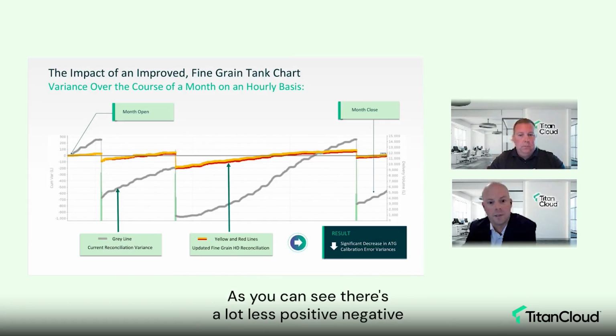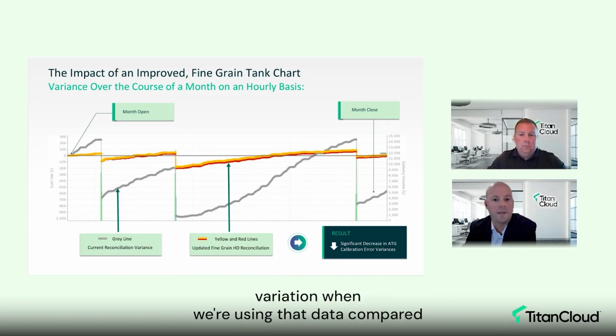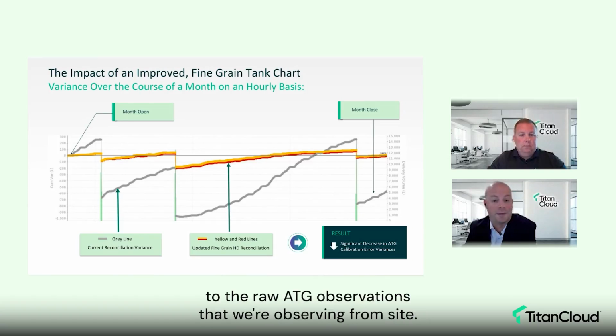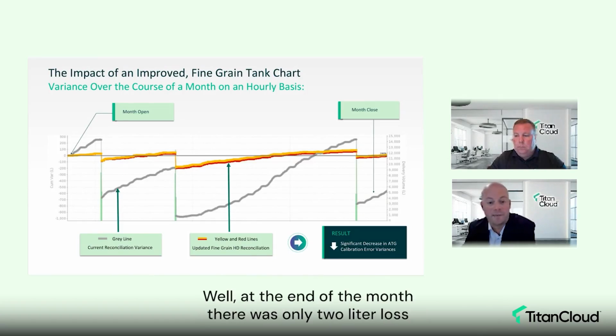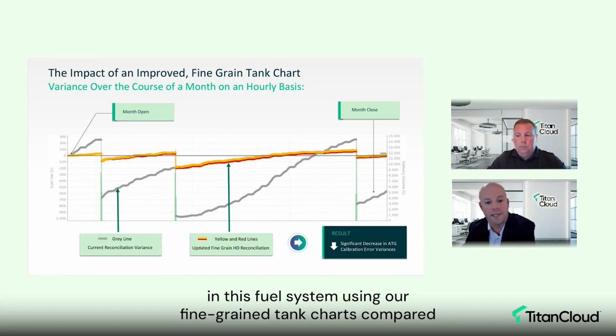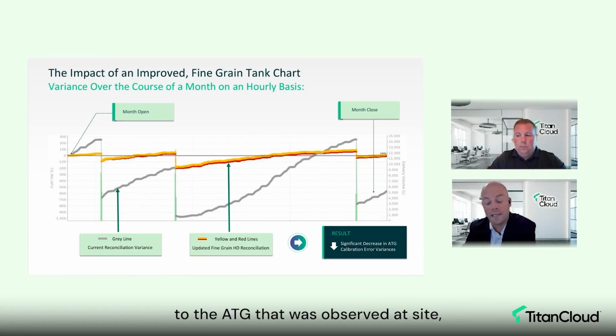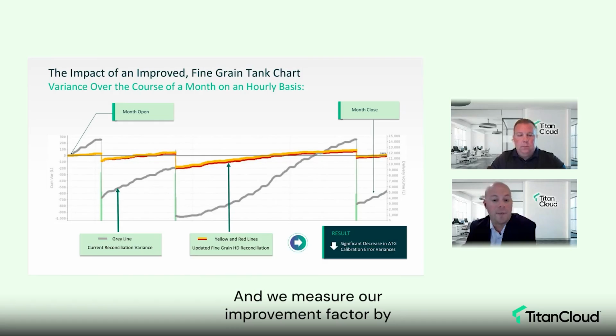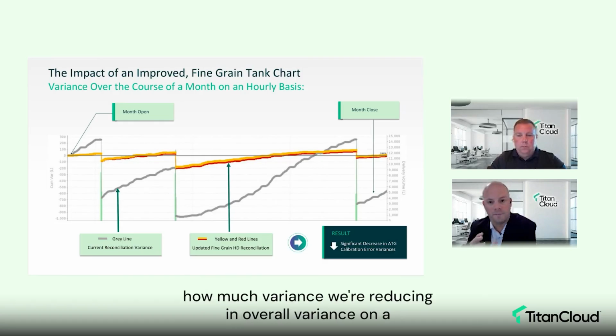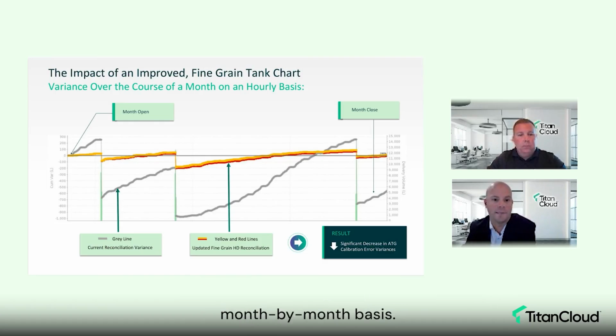And as you can see, there's a lot less positive and negative variation when we're using that data compared to the raw ATG observations that we're observing from site. So how does that look at the end of the month? Well, at the end of the month, there was only a 2 litre loss in this fuel system using our fine-grained tank charts, compared to the ATG that was observed at site, which was over 500 litres. And we measure our improvement factor by how much variance we're reducing in your overall variance on a month-by-month basis.